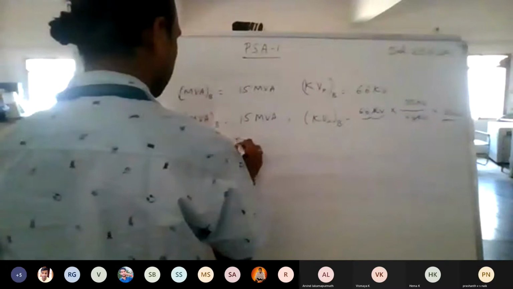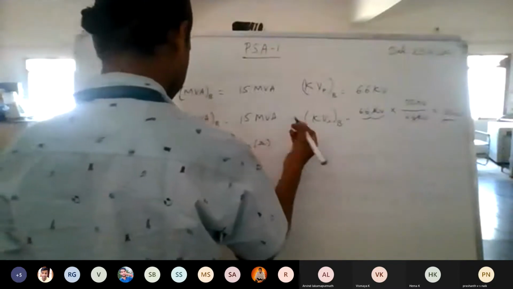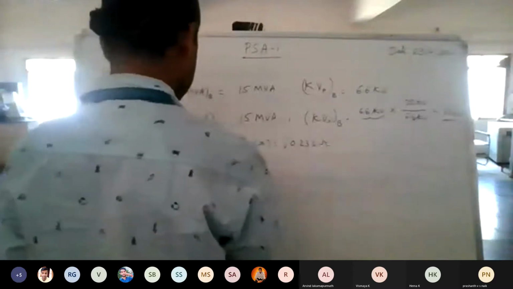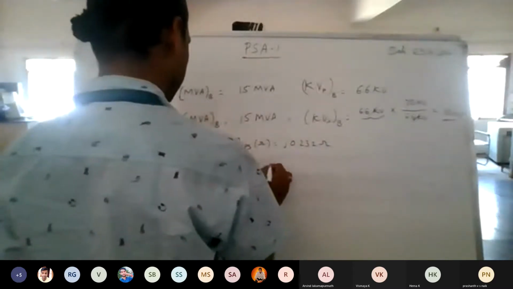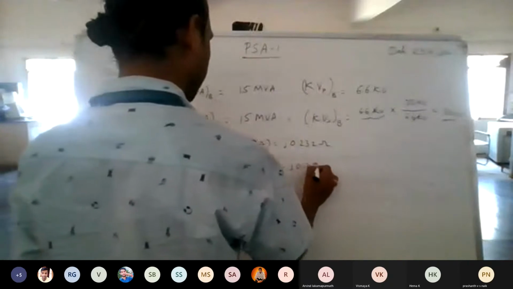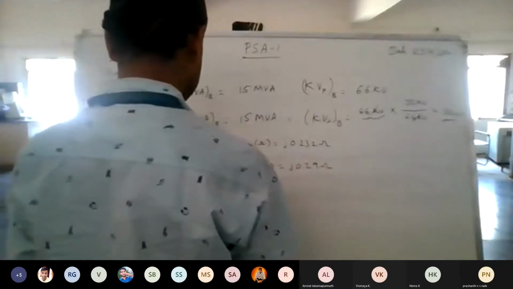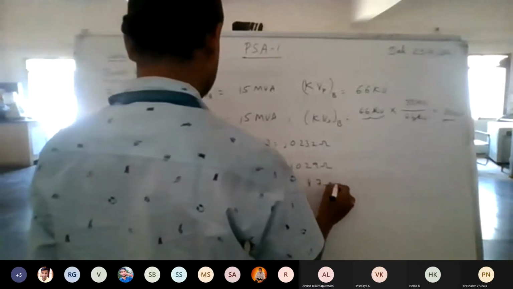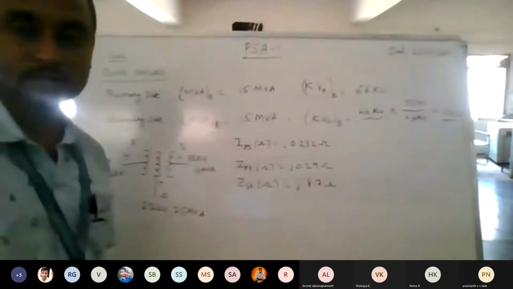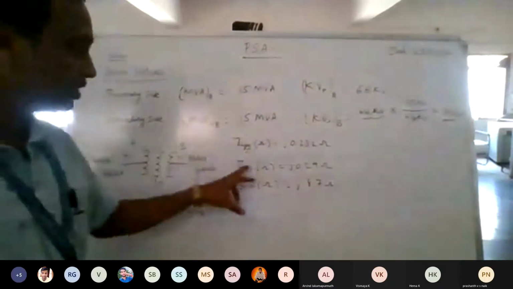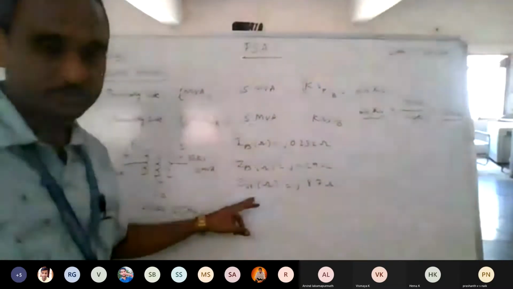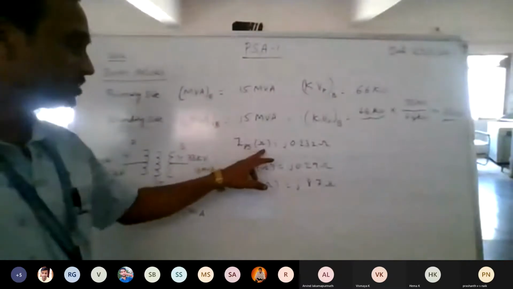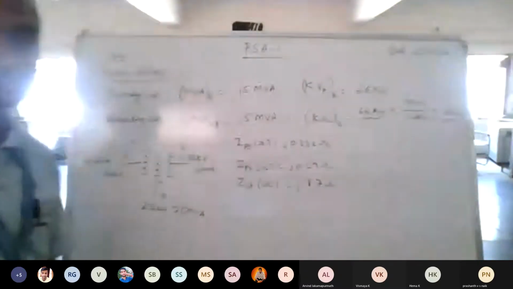ZPS in terms of ohm is given. It is J0.232 ohm, and ZPT in terms of ohm is given, J0.29 ohm, and ZST in ohm is given, that is J8.75. These things are given, right? All are ohmic values. We need to convert these into per unit quantities. Is it clear? All are impedances in ohm, so we need to calculate per unit impedance.